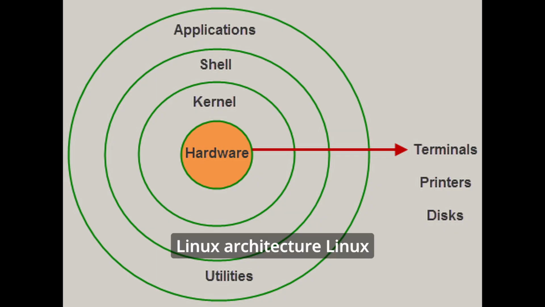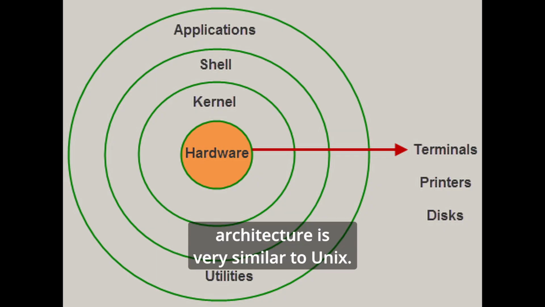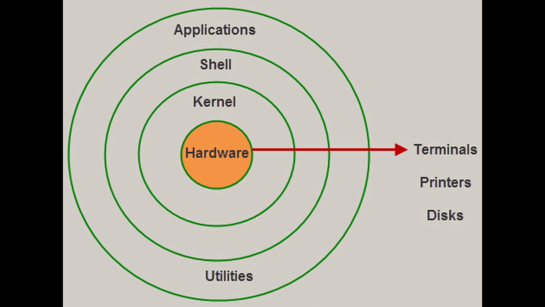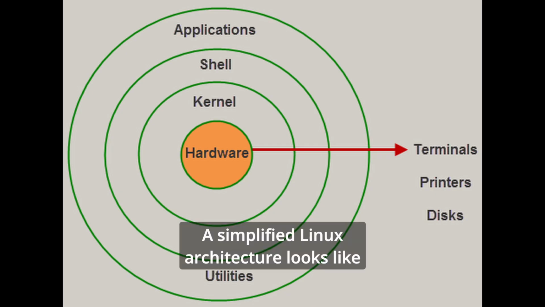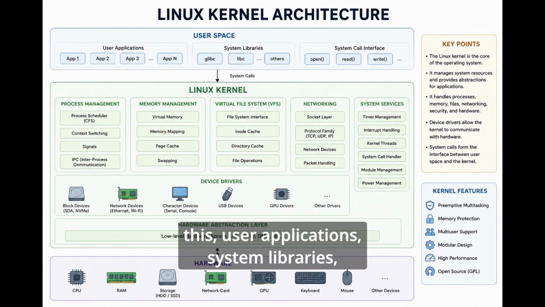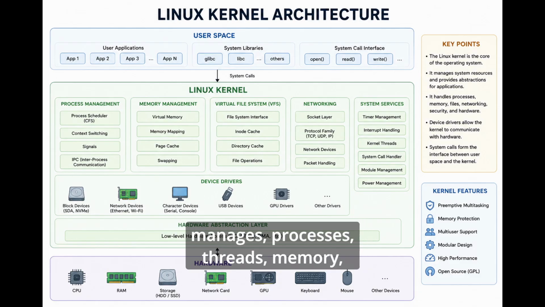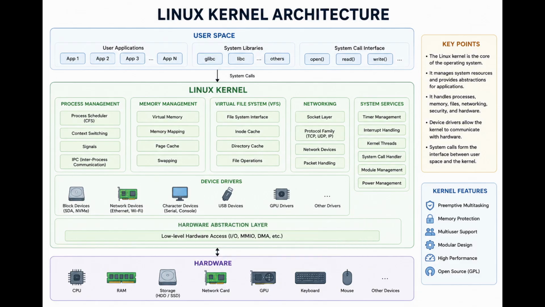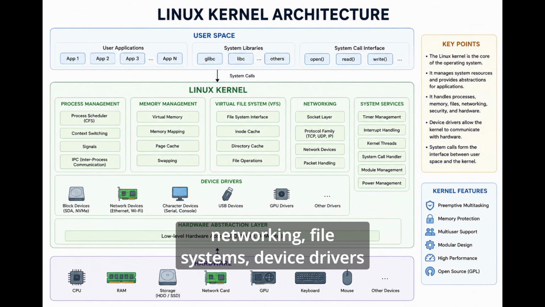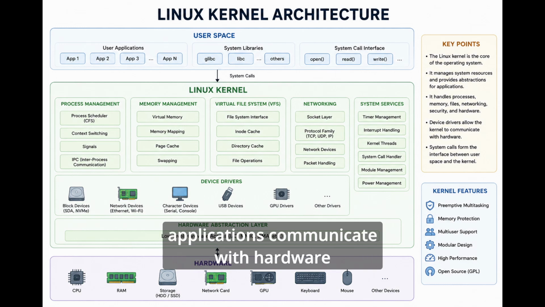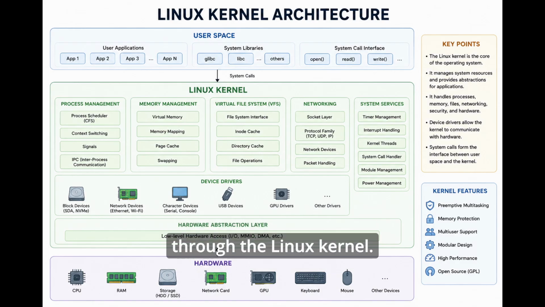7. Linux Architecture. Linux architecture is very similar to Unix. A simplified Linux architecture looks like this: user applications, system libraries, Linux kernel, hardware. The Linux kernel manages processes, threads, memory, networking, file systems, device drivers. Applications communicate with hardware through the Linux kernel.